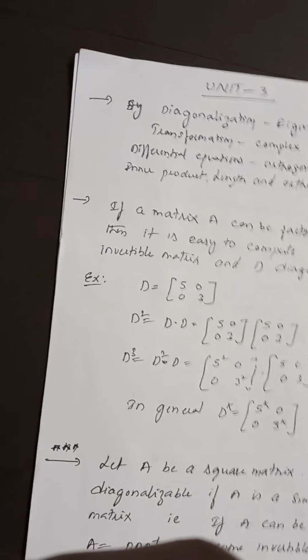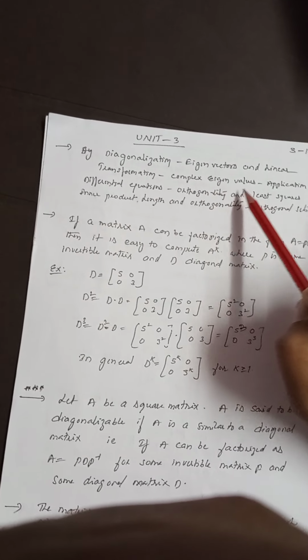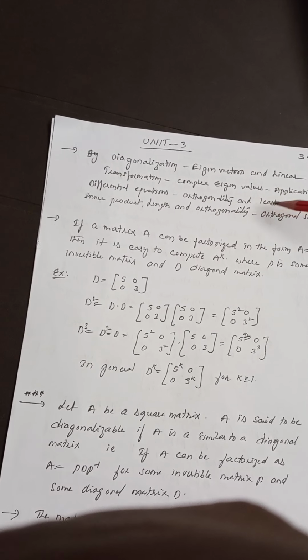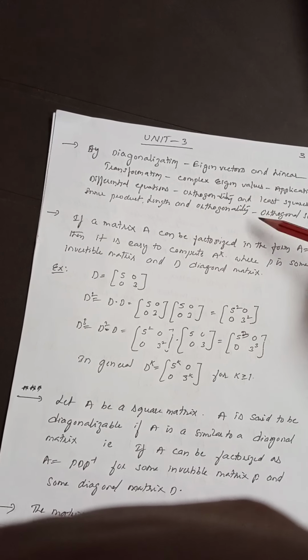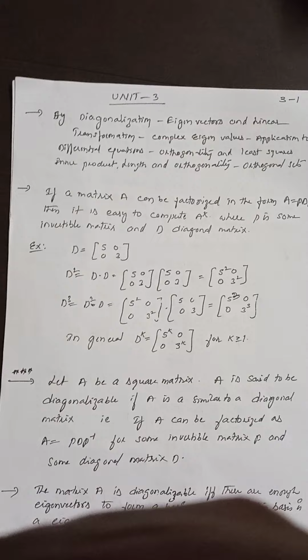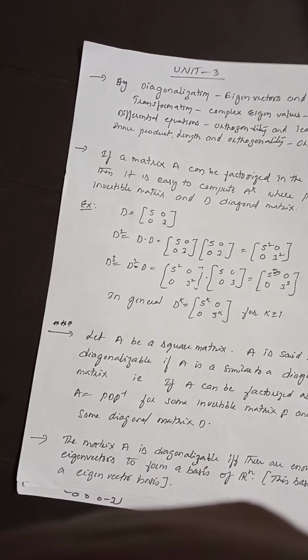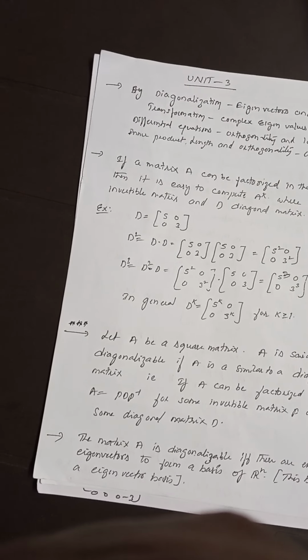Now, see, first one, this is the syllabus: diagonalization, eigenvectors and linear transformation, complex eigenvalues, application to differential equations, orthogonality and least squares, inner product, length and orthogonality, orthogonal sets. This is your syllabus. Now first one, diagonalization, eigenvectors and linear transformations. Now here the first one matrix is given to you.